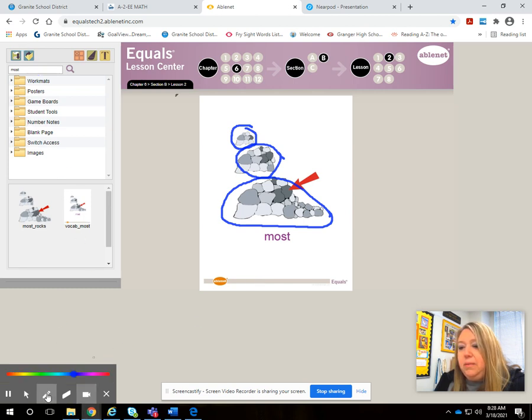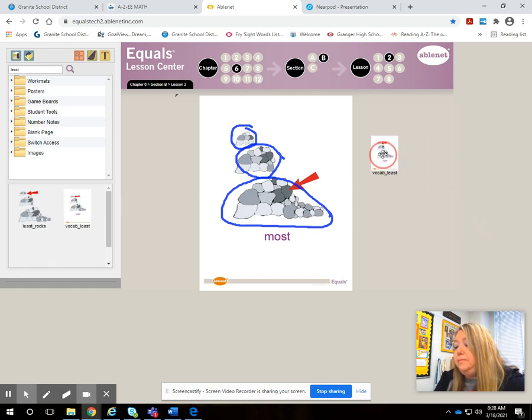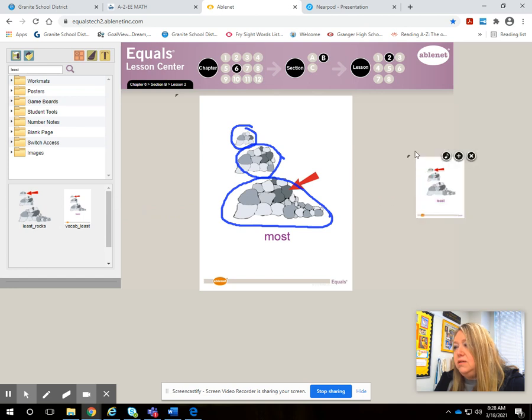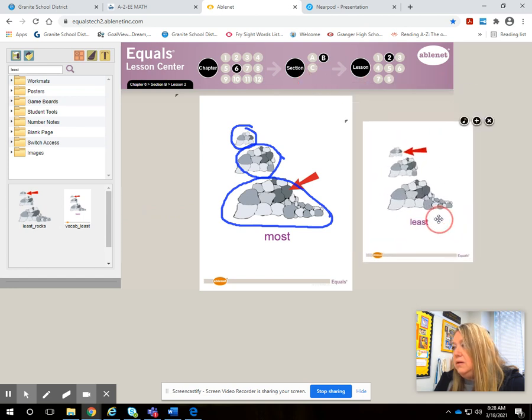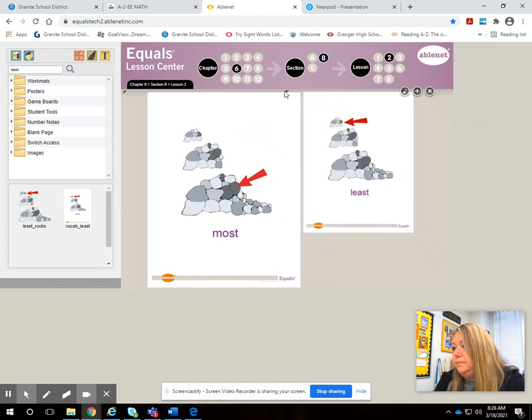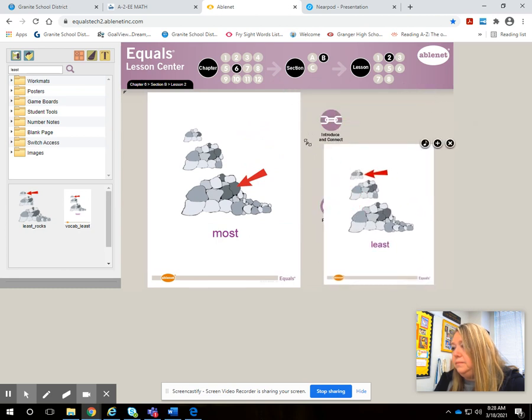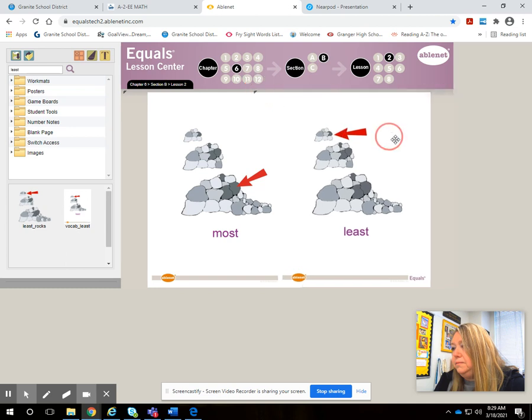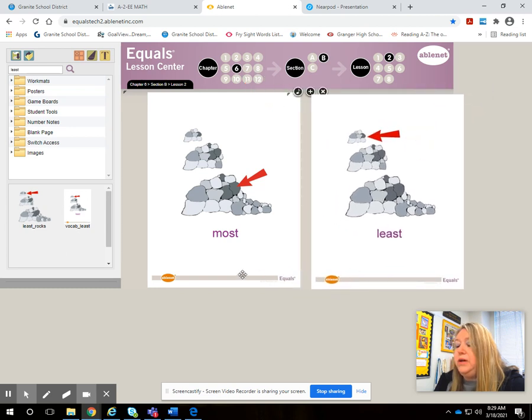Let's bring up our other vocab word while we're at it, because the other vocab word is least, right? So we have our, oh no, it just disappeared. I don't know what happened. Okay, I've got them both here.